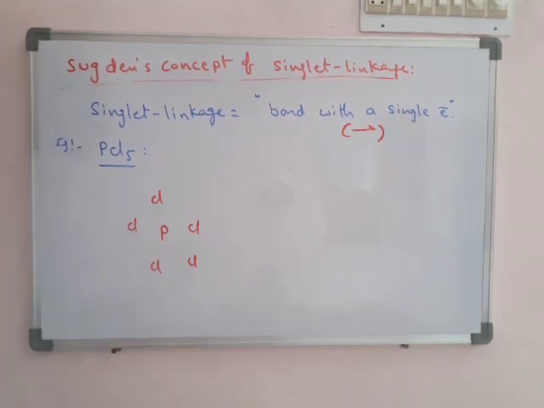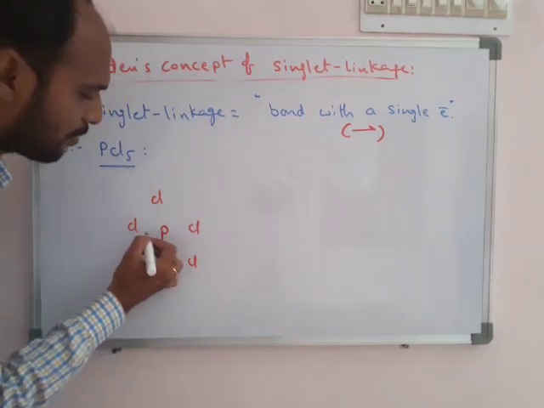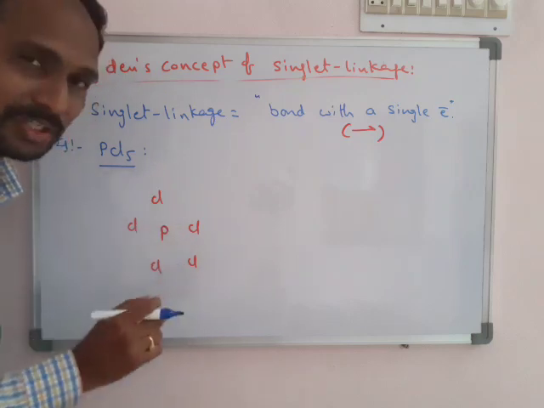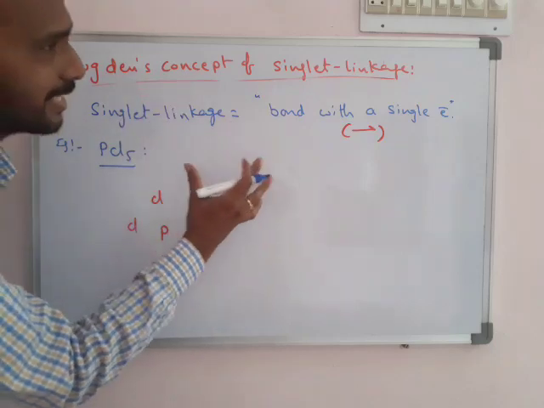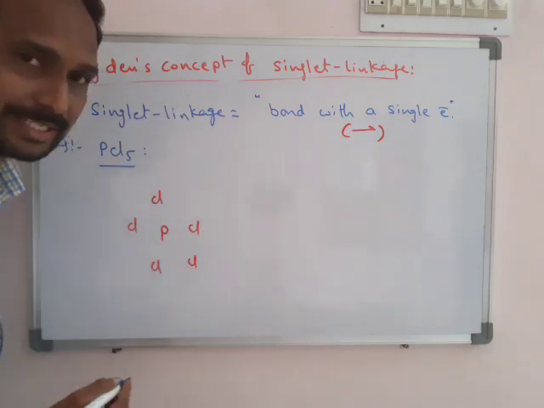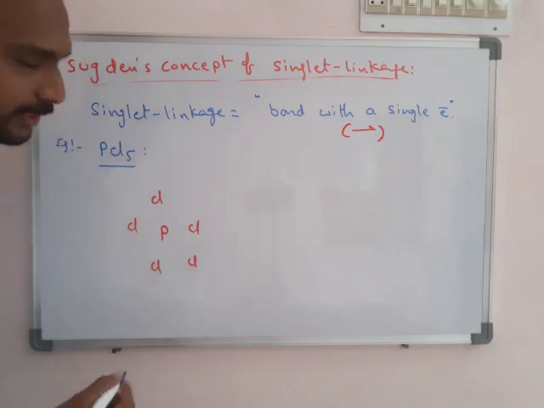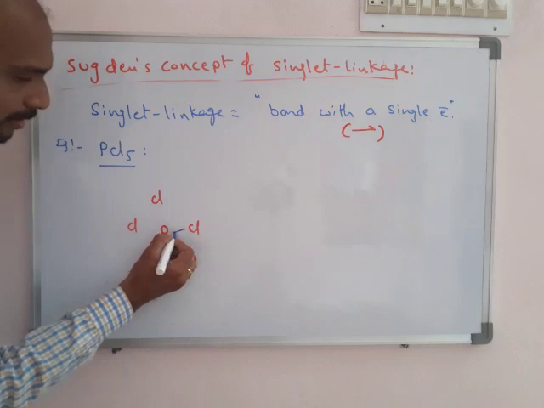Why are there 10 electrons present on phosphorus, with a total of 5 bonds? Five bonds or 10 electrons is the normal explanation. But I can create a new bond, called a singlet linkage. In a singlet linkage, one electron forms the bond. For example, this is the normal bond.